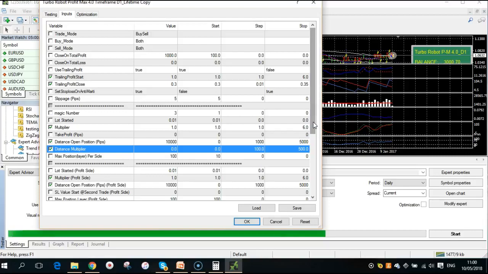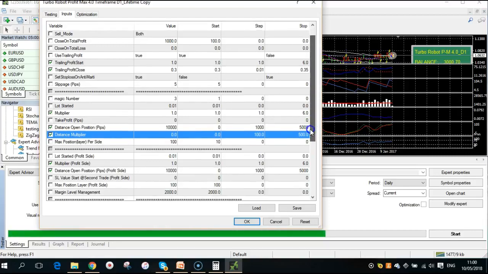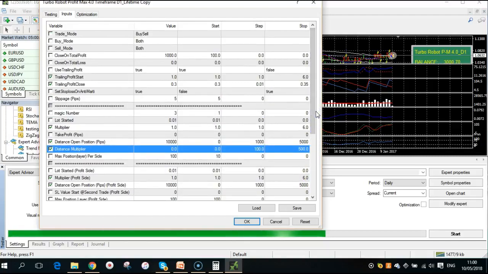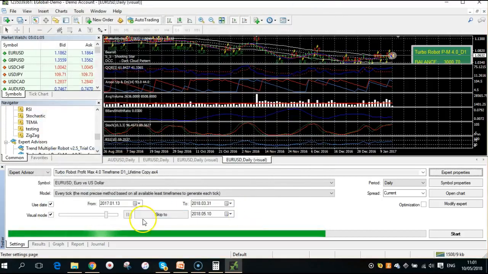Most of the EAs in the market are fixed, but ours is not. We give you training, we give you ideas on how to work with it, how to use it, and how to make settings for it. Okay, so I think that's it, and then you can start now with your settings.